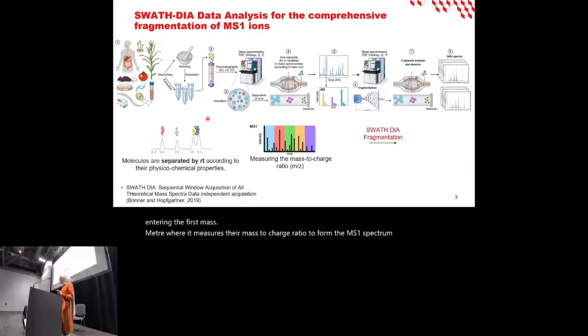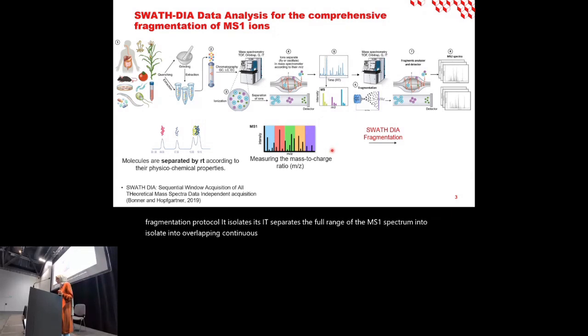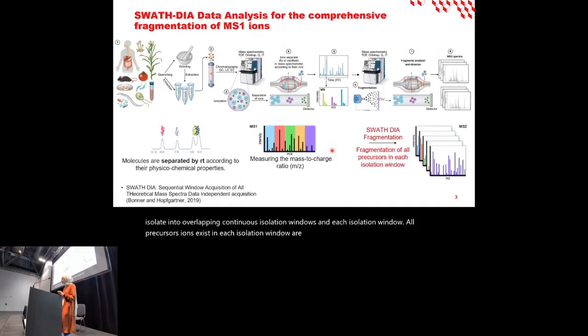The SWATH DIA fragmentation protocol separates the full range of the MS1 spectrum into overlapping continuous isolation windows. In each isolation window, all precursor ions are fragmented using a collision energy before entering the second mass analyzer to form the MS2 acquisition. Using this protocol, we are sure that we don't lose any information regarding any metabolite existing in the biological sample.